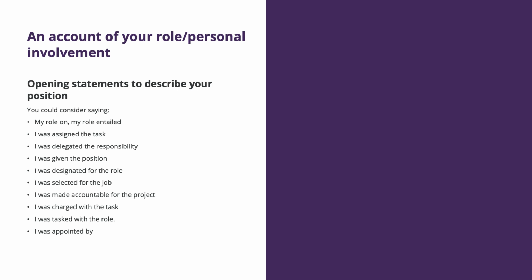Now the next section, an account of your role or personal involvement. Here you want to explain what you were responsible for and how you performed those abilities. You should also consider saying, my role entailed, I was assigned the task, I was delegated the responsibility, I was given the position, I was selected for the job, I was made accountable for, and there are so many different ways you can write this. Now, state what your role was at a high level, and it would be great to list some competencies as well, as the second sentence could give what you needed to actually do.